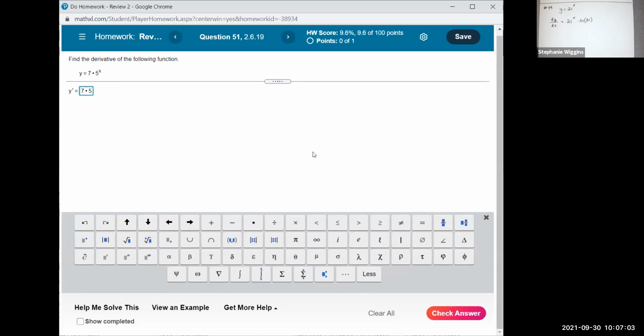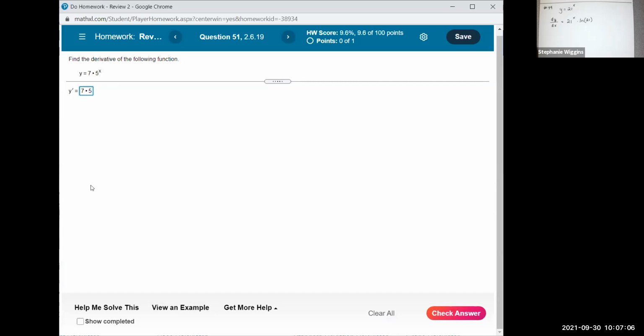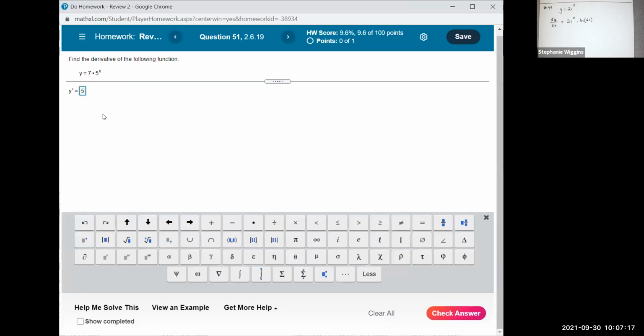So then you, let's see here, whoops. I lost my little, let's try again. So 7 times 5 to the power of x, and then times the natural log of the base. The base in this case is 5. The base is always what's under the variable. So the base is 5.